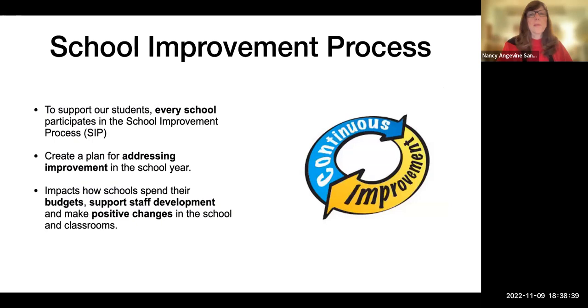So what is the school improvement process? Its main aim is to support students, and every school participates in the SIP. The SIP is aimed at creating a process for addressing improvement in that school year. And the plan impacts how schools spend their budgets, support staff development, and make positive changes in the 4 areas I'm going to discuss in a minute, to make positive changes in the school and in the classrooms.